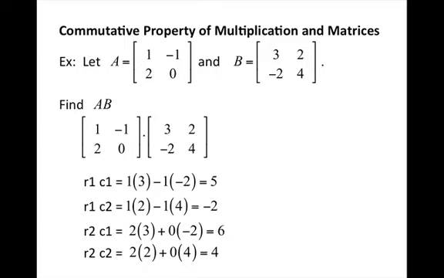If I put these back in a matrix, in row 1, column 1, I have a 5. In row 1, column 2, I put my negative 2. In row 2, column 1, I have a 6. And in row 2, column 2, I have a 4.